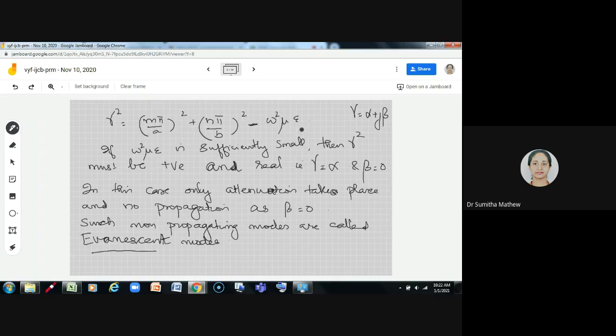When omega square mu epsilon is sufficiently small compared to (m pi by a) whole square plus (n pi by b) whole square in the expression for gamma square. Okay, that is the evanescent mode.